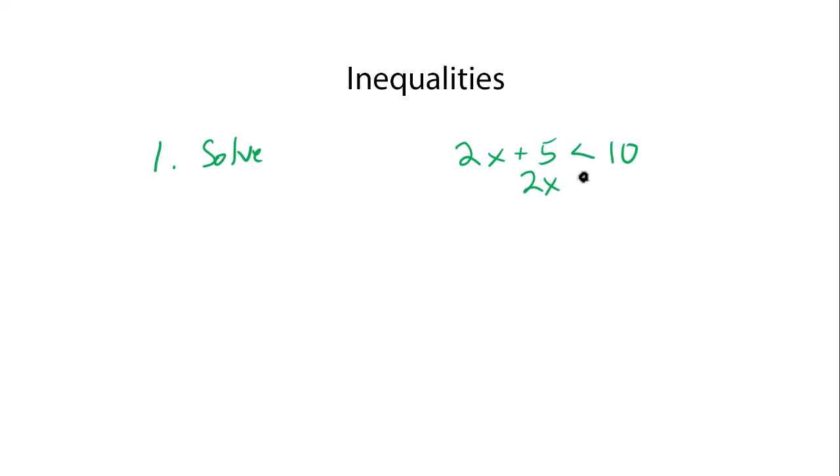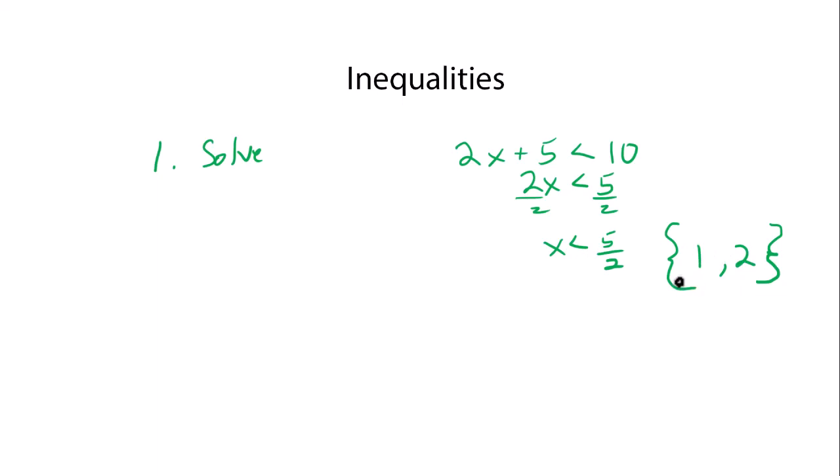2x, after subtracting 5 from both sides, is less than 5. Divide through by the coefficient. x is less than 5 halves. And a variation of that might be, if x is a positive integer, how many solutions are there? Well, the only solutions that would be positive integers and fit in the set from 0 to 2.5 would be 1 and 2. There would only be two solutions to that inequality.